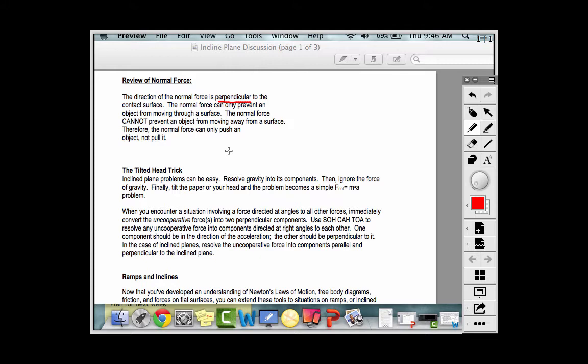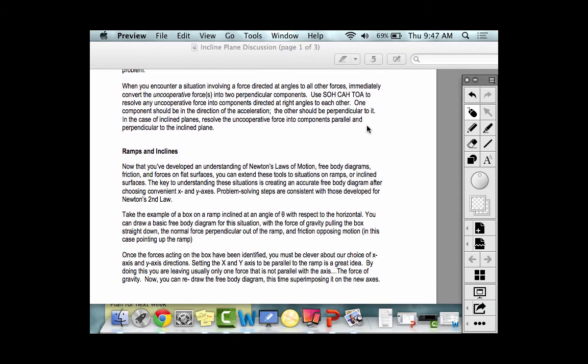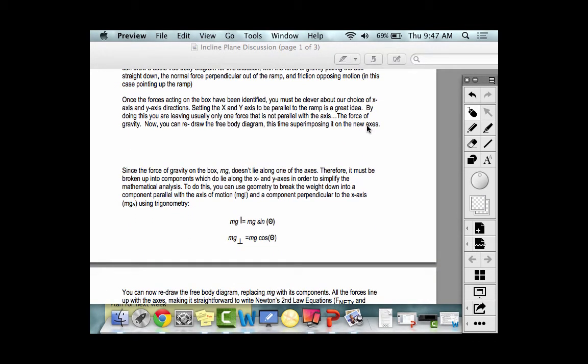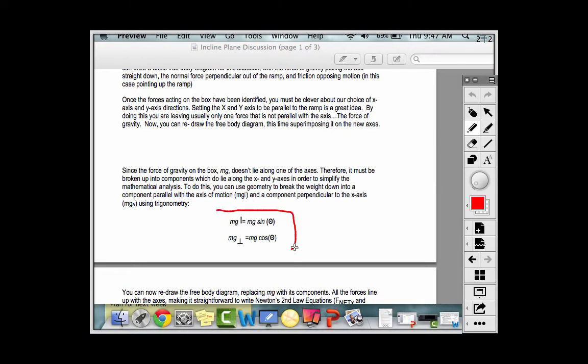This front page gives you some tips and tricks for looking at inclined planes. Probably the most important piece is way down at the bottom, where there are two equations that come in handy. These guys right here. And I apologize, instead of saying mg, two little lines, I should have said weight or the force of gravity. Do you guys remember the formula for weight is W equals mg?